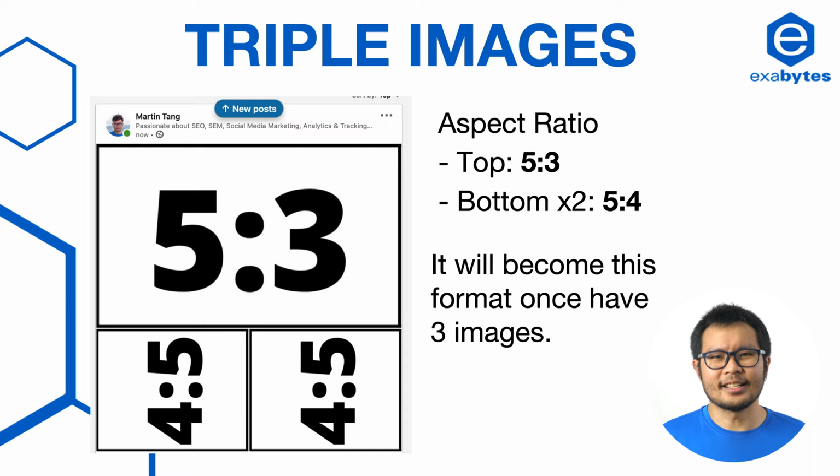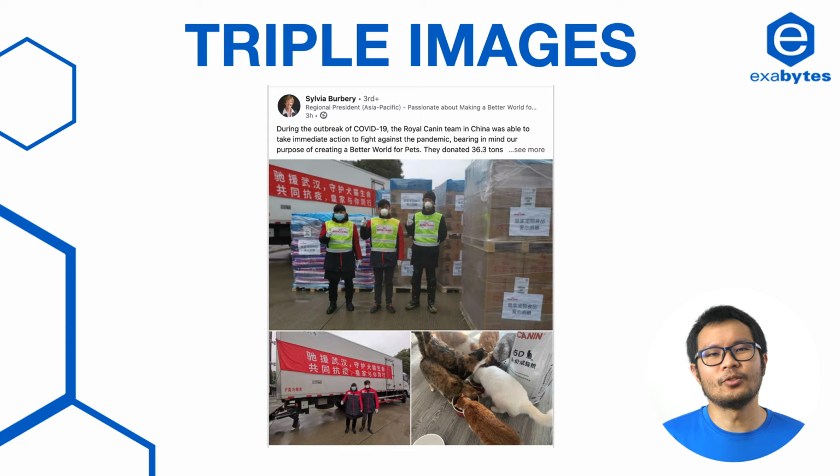I would suggest a minimum of three images to have the best viewing experience in the LinkedIn newsfeed. The correct aspect ratio is 5:3 at the top, followed by 5:4 at the bottom. If the images are already in landscape orientation, most of the time the triple images will look okay.